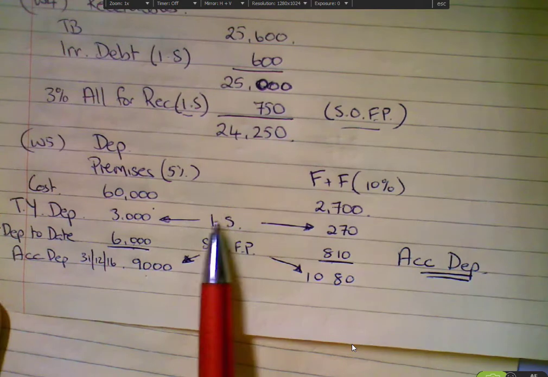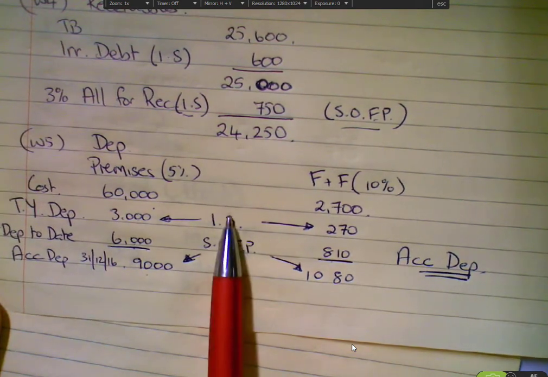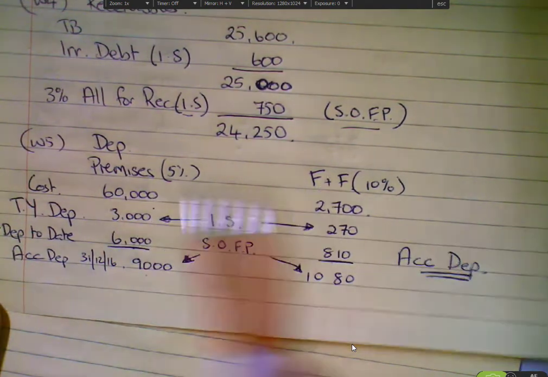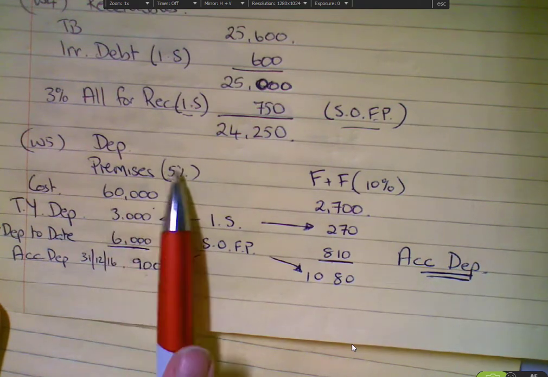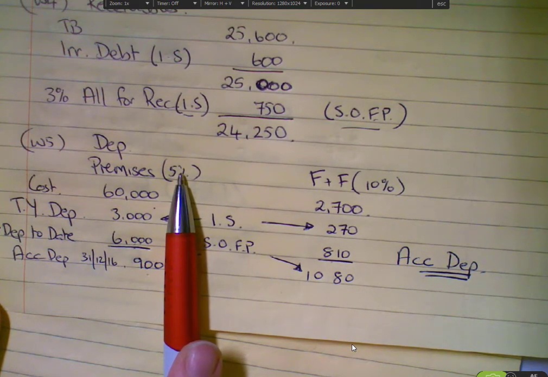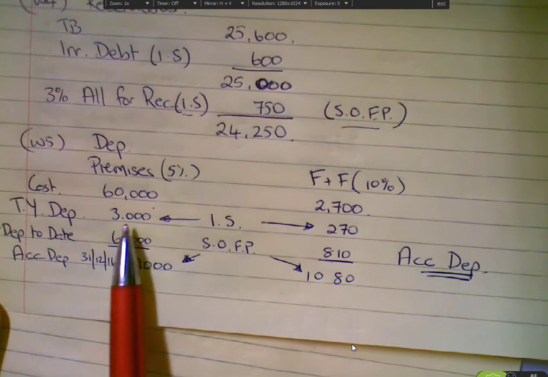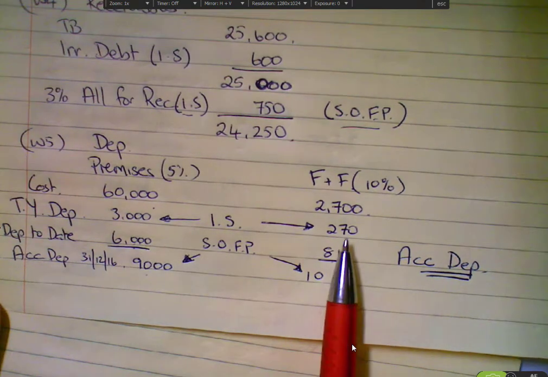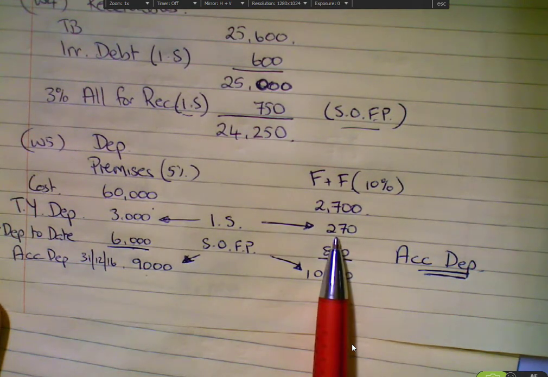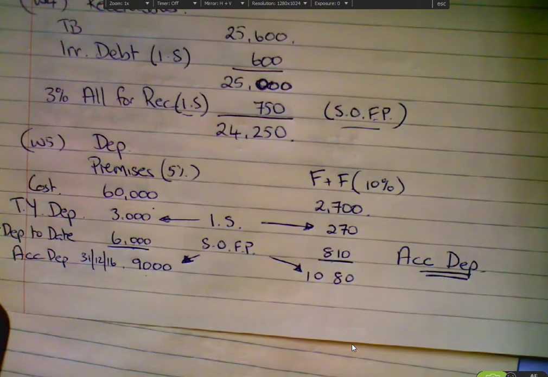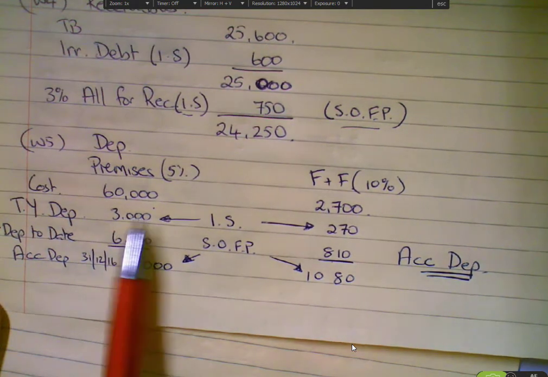So straight away for our income statement, the depreciation expense for these two is the cost multiplied by the depreciation rate. So this year's depreciation is 3,000 for premises and 270 for fixtures and fittings. Now, that's the figure for the income statement.